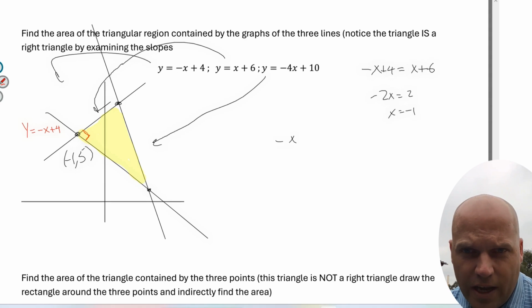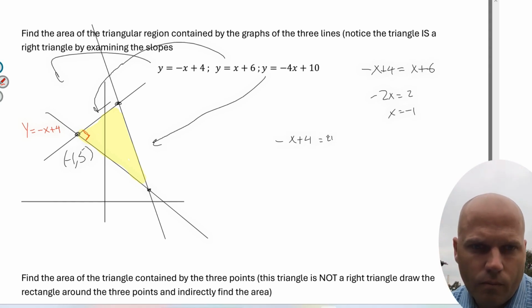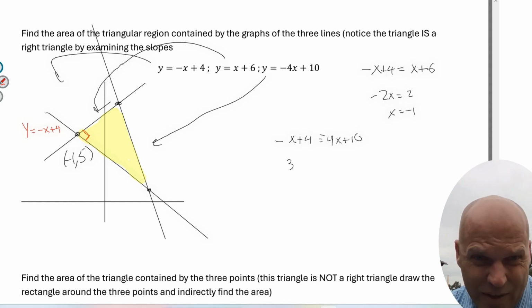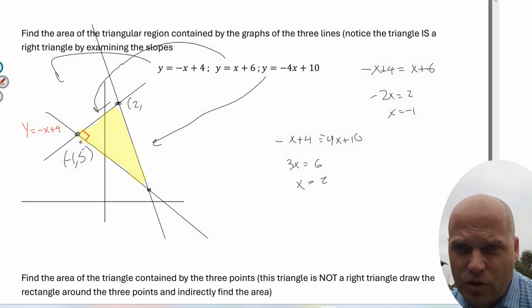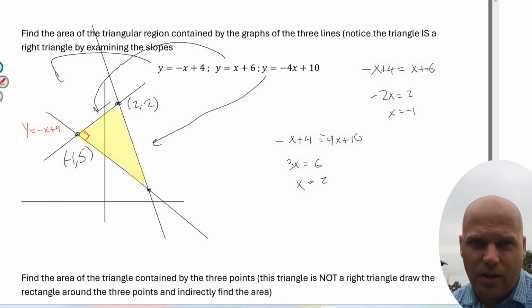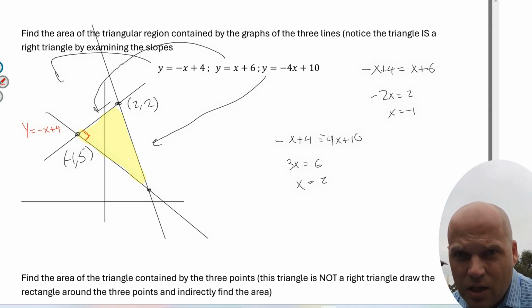The next one is I have to figure out when negative x plus 4 intersects with negative 4x plus 10. I add 4x, I get 3x. I subtract 4 from 10, I get 6. I get x equals 2. If x equals 2, y will equal, yeah, that's going to be negative 8 plus 10, 2. Great. And then the last two is the negative x plus, oops, this is 2 down here.